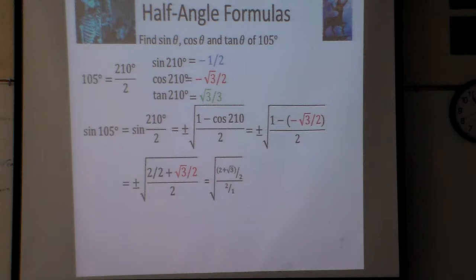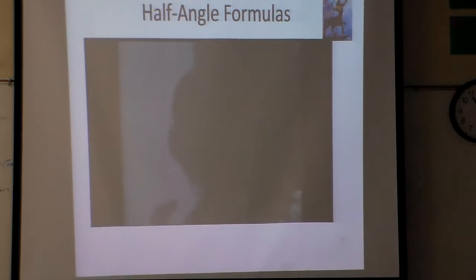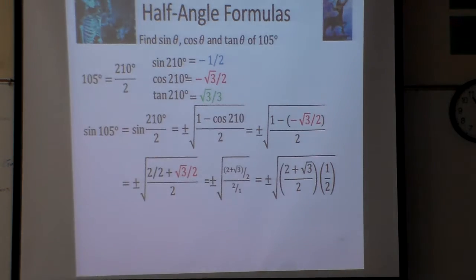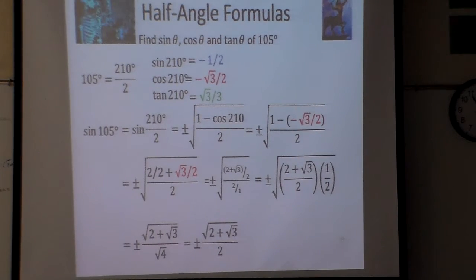What happens when you have fractions divided by fractions? You multiply by the reciprocal. So I take this 1 times that, and 2 times 2 makes the denominator the square root of 4, which will be 2. So here's my answer: plus or minus the square root of 2 plus square root of 3, all over 2. That is the sine of 105 degrees using a half angle formula.